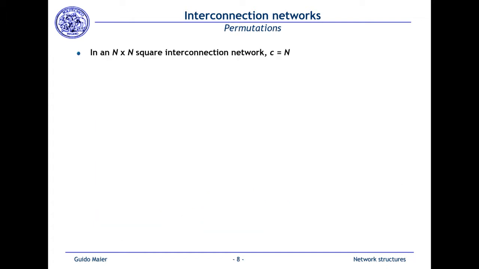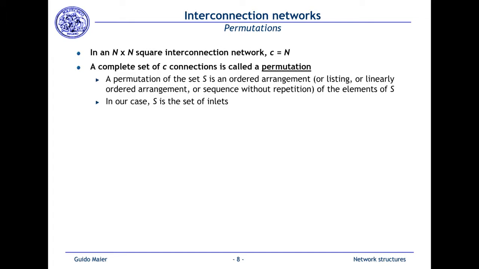Now let us consider a square interconnection network. By square I mean when M is equal to N, so you have the same number of inlets and the same number of outlets. The maximum number of connections that you can set up obviously is N. A complete set of connections in this case is called permutation. What do we mean by a complete set of connections? It is a set of connections in which you don't have any idle inlet, and of course any idle outlet, since the number of inlets is equal to the number of outlets.